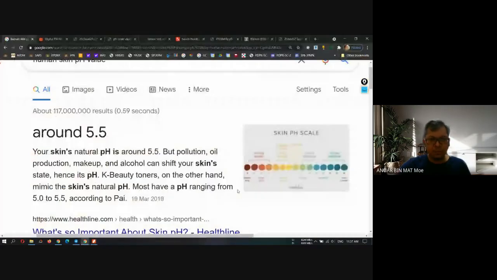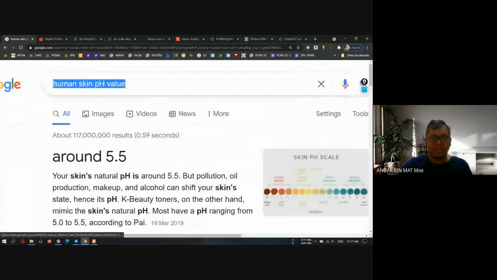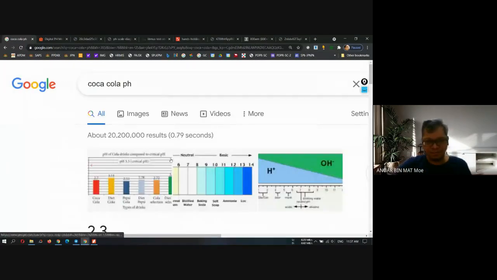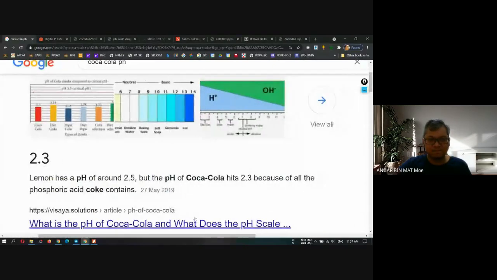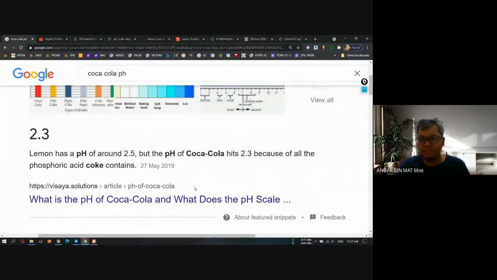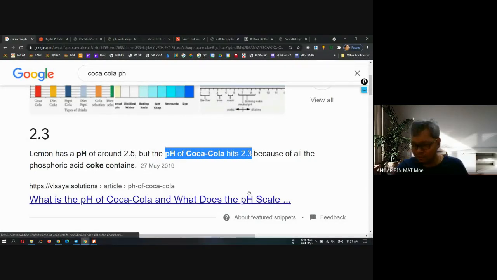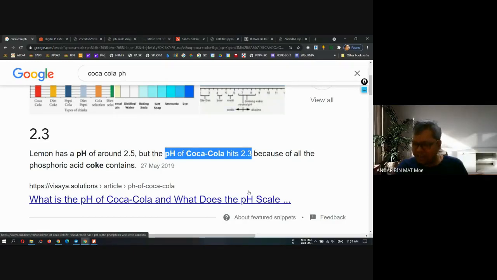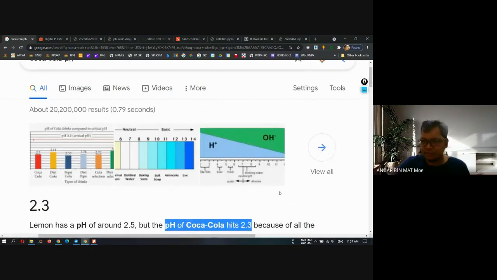So, one more thing. Just want to share with you lah. Coca-Cola. What's the pH of the Coca-Cola, you think? Let's see. How much? 2.3. Oh, strong or what is it? Strong. Acidic or alkaline? Sorry, is it acidic? 2.3 is about strong acid actually. Coca-Cola. It is a strong acid actually.